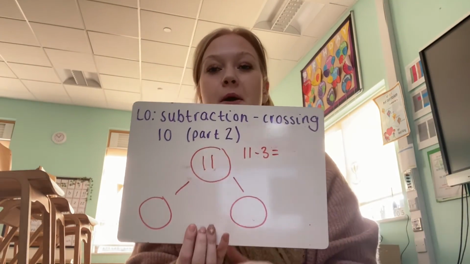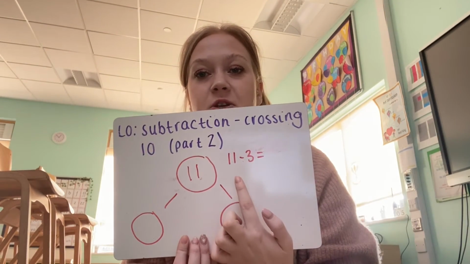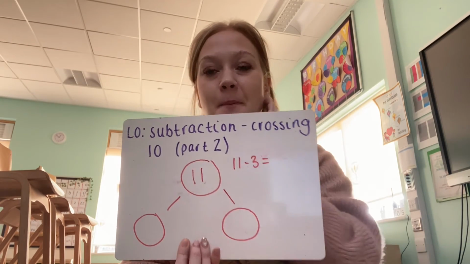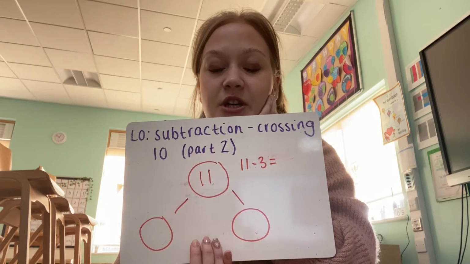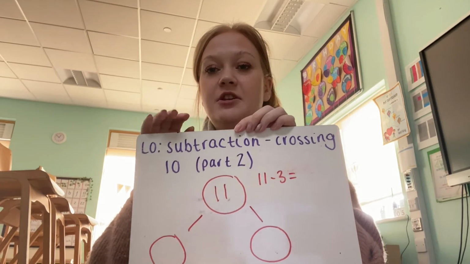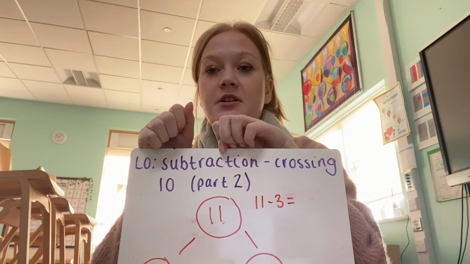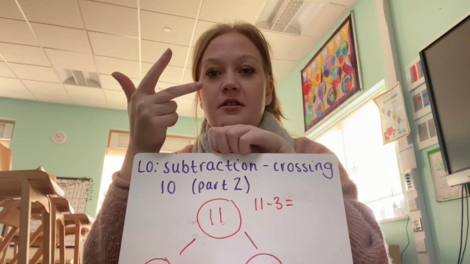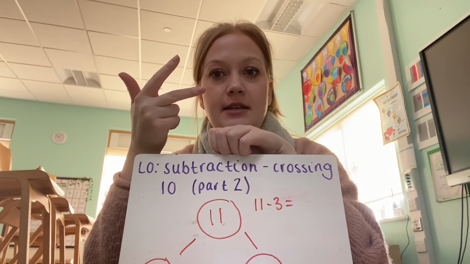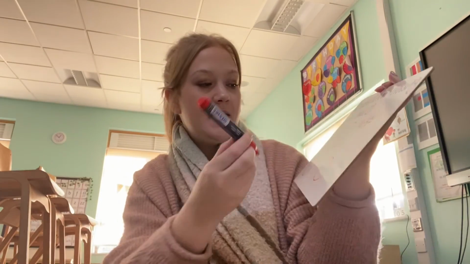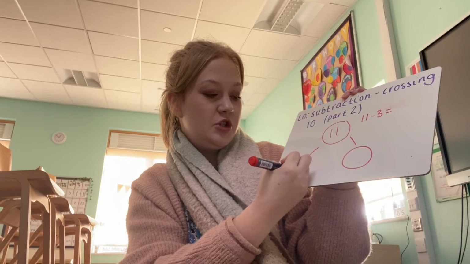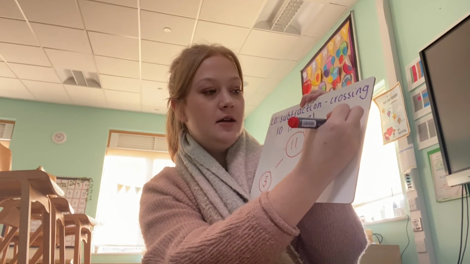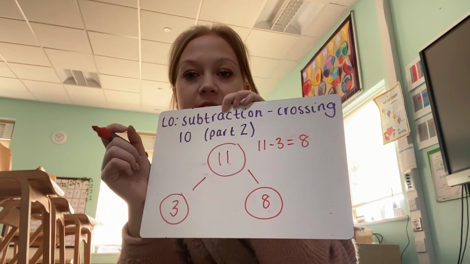Okay, so I've got my part-whole model and I've got my number sentence, and my number sentence is 11 take away 3. Now, just to count back, we can do this quite easily. So we can do it on our fingers. So if I start on 11, I'm going to say 11, 10, 9, 8. That must be my answer. So that's got to be the other part. So I've got one part, which is 3. My other part, which is 8. So my answer must be 11 take away 3 equals 8.